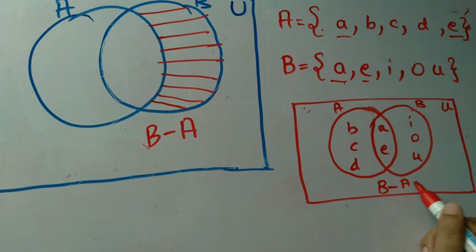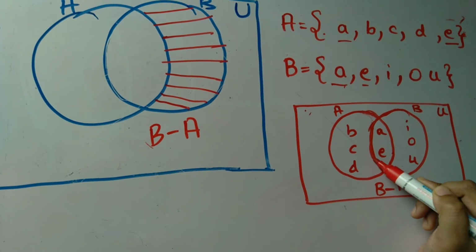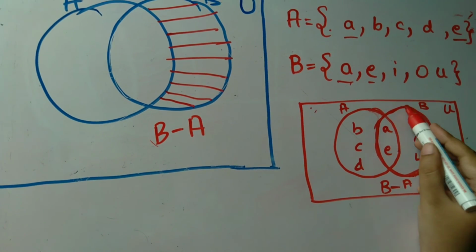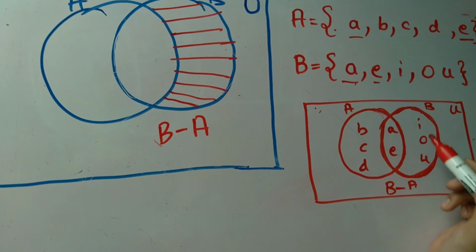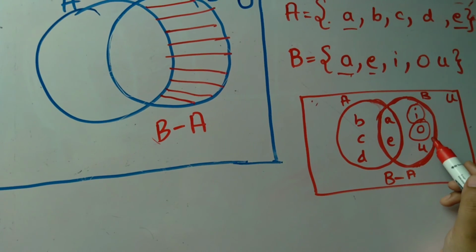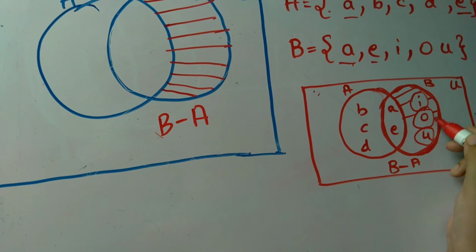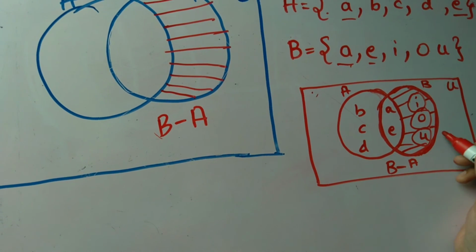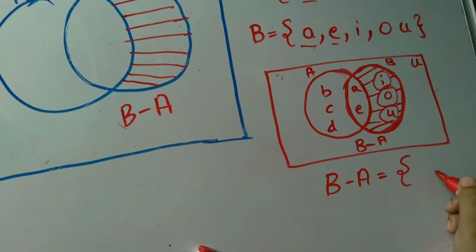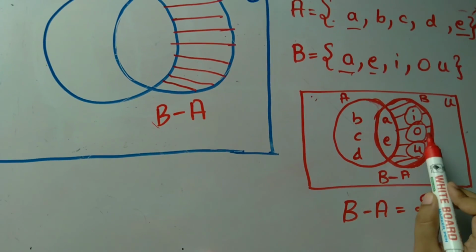So here what we have to do is B minus A. What does B minus A refer to? In B minus A we are concentrating only on B. Here in B, we have to take out all the elements of A, and consider these elements i, o, u. This is the difference B minus A. Then what is B minus A here? B minus A is nothing but the leftover elements after taking all the elements of A from B.